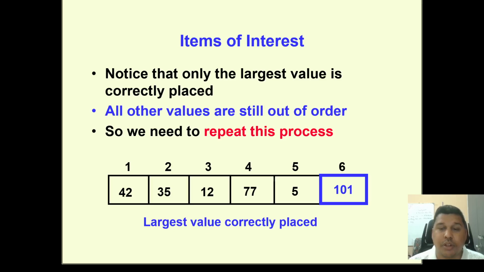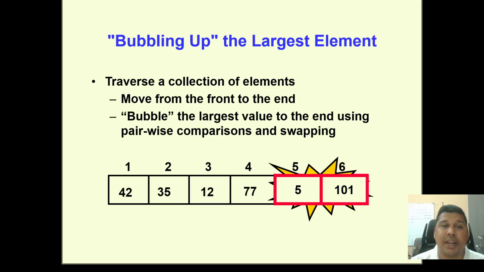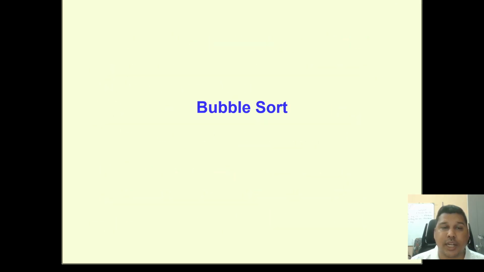Now, when we have n elements, we repeat the process n minus 1 times. Okay, why do we have to do this? If you take a small example and try to see how this is working, let's take 5, 2, 3, 1, 4. This is the array which I have.